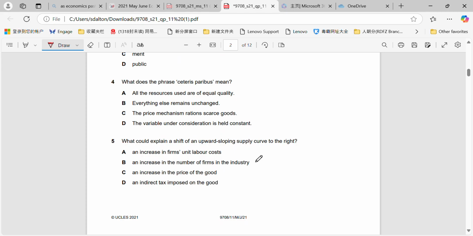Okay, question 5. What could explain a shift of an upward sloping supply curve to the right? So why would supply shift to the right is essentially what we're saying here. Indirect tax imposed for D would shift left. Increase in price of good would cause an extension in supply, not a shift. Increase in firms' unit labour costs would increase their cost of production and would shift supply to the left. Increase in the number of firms would therefore increase the supply to the market and would shift the supply curve to the right.